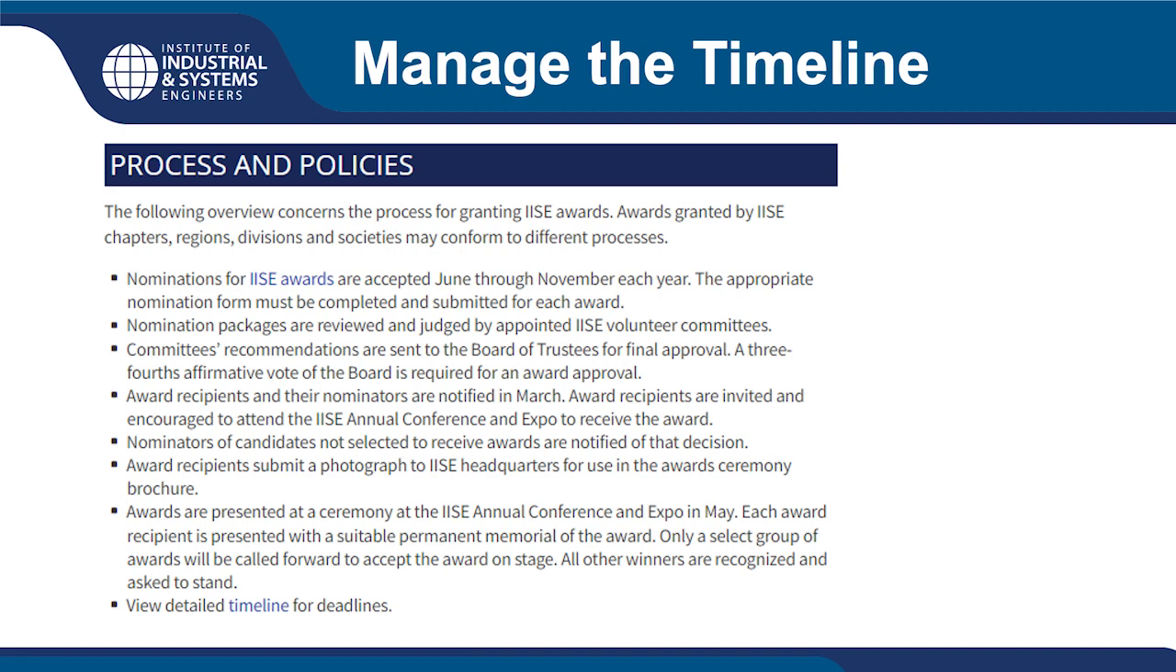For awards with December 1st due dates, completed award packets are given to selection committees in early January, decisions are made in mid-March, and then award recipients are notified shortly thereafter to enable recipients to attend the IISE Annual Conference and Expo in May, where awards will be presented and award recipients will be recognized.